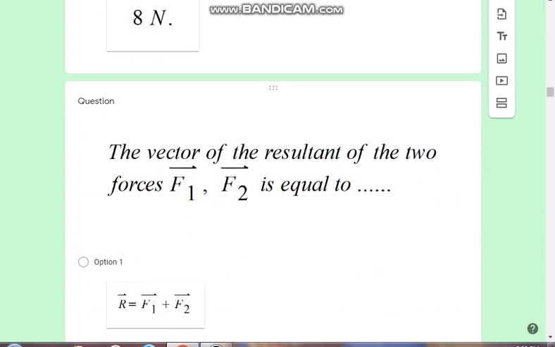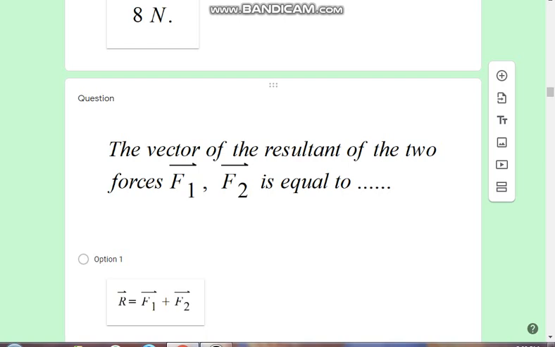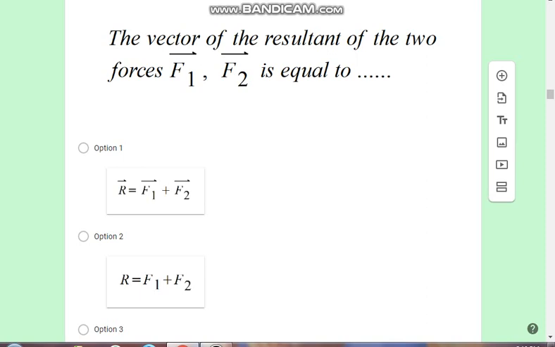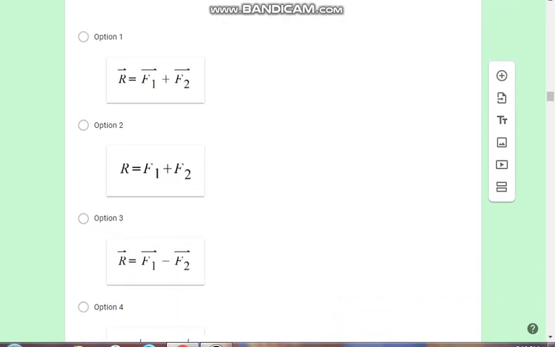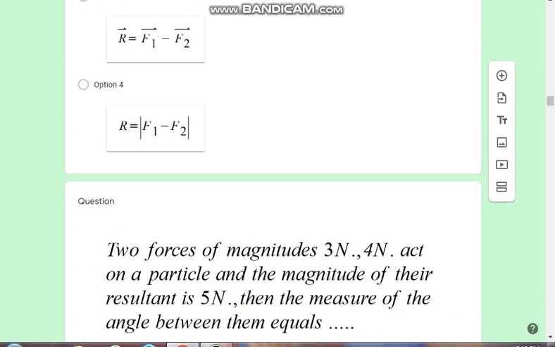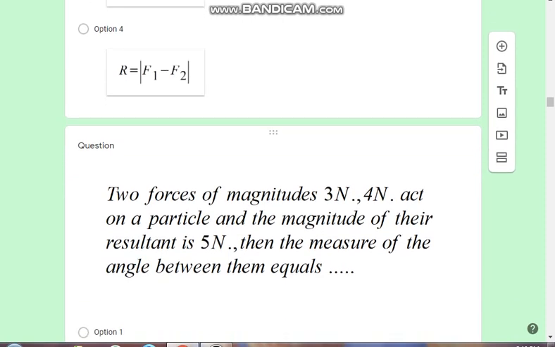The next: the vector of the resultant of the two forces, vector F1 and vector F2, is equal to one of the following answers: vector R equals vector F1 plus vector F2, or R equals F1 plus F2, or vector R equals vector F1 minus vector F2, or R equals absolute F1 minus F2.